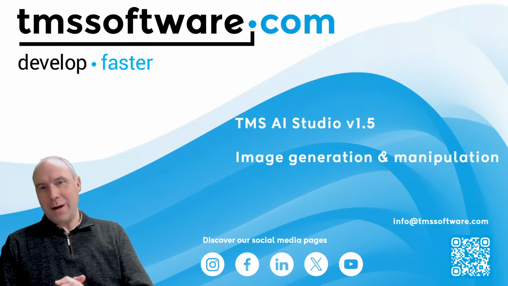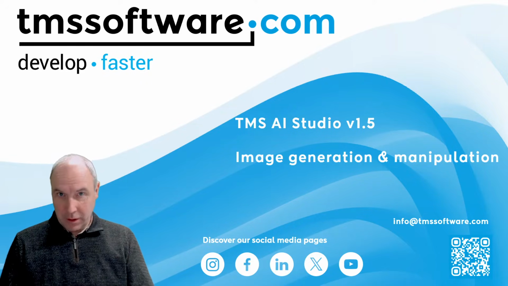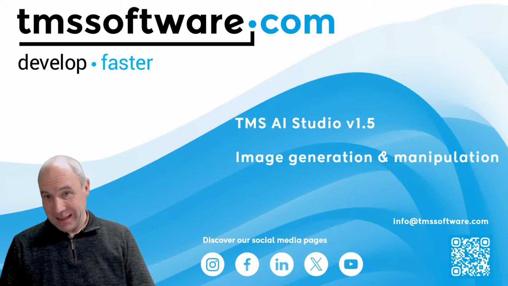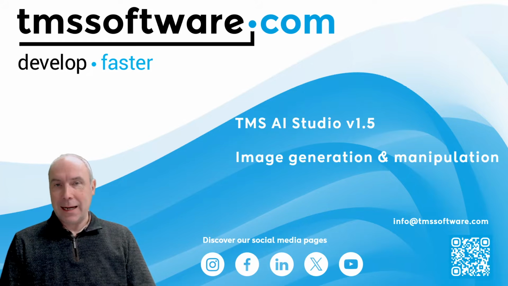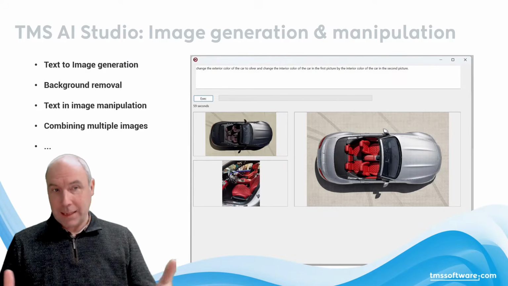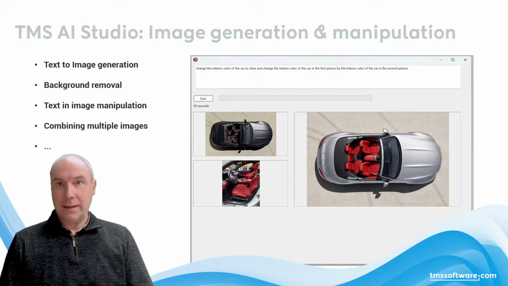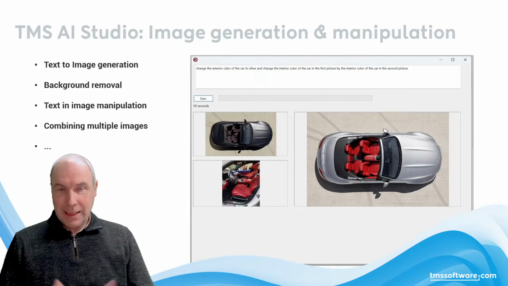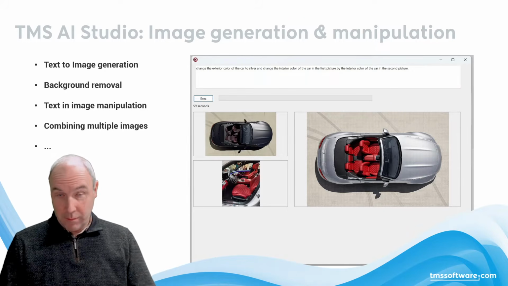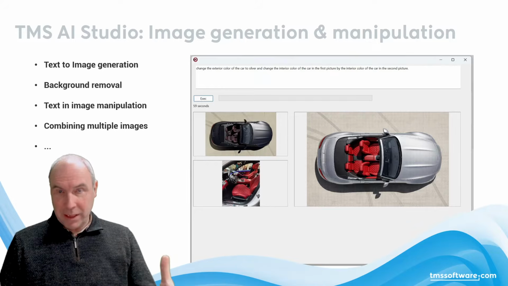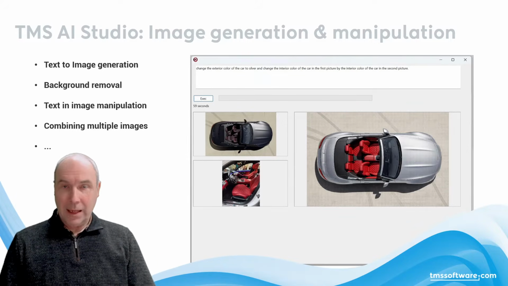With this video, I would like to present you the new capabilities that have been added to TMS AI Studio 1.5, the capabilities to generate artificial images, and that includes text-to-image generation, but also removing automatically background from images, doing manipulations on one or multiple images, and so on.